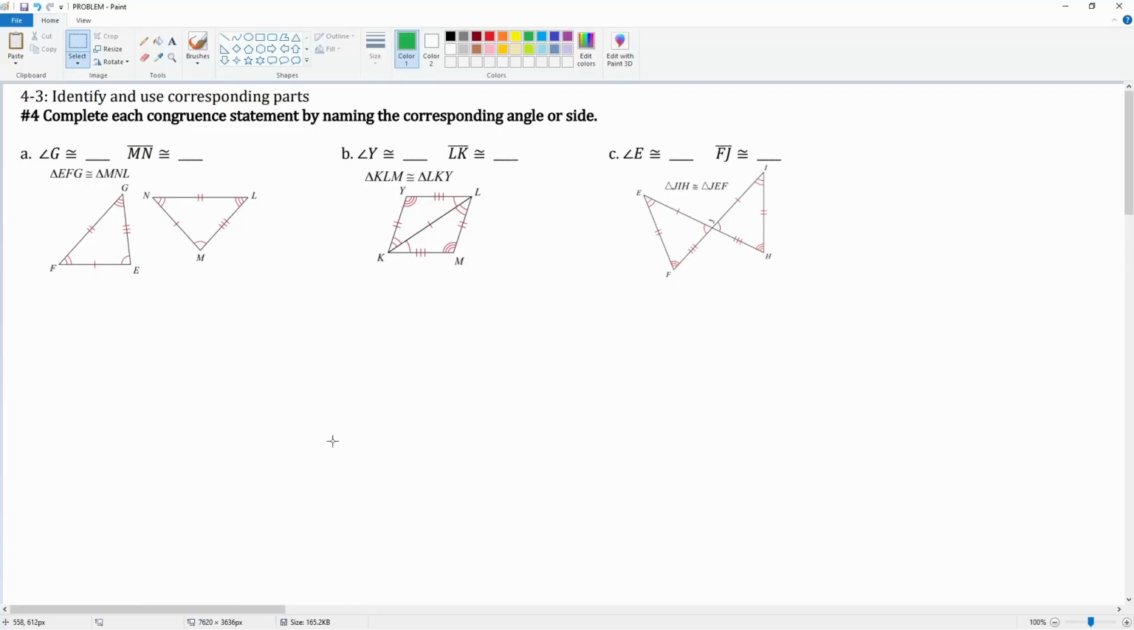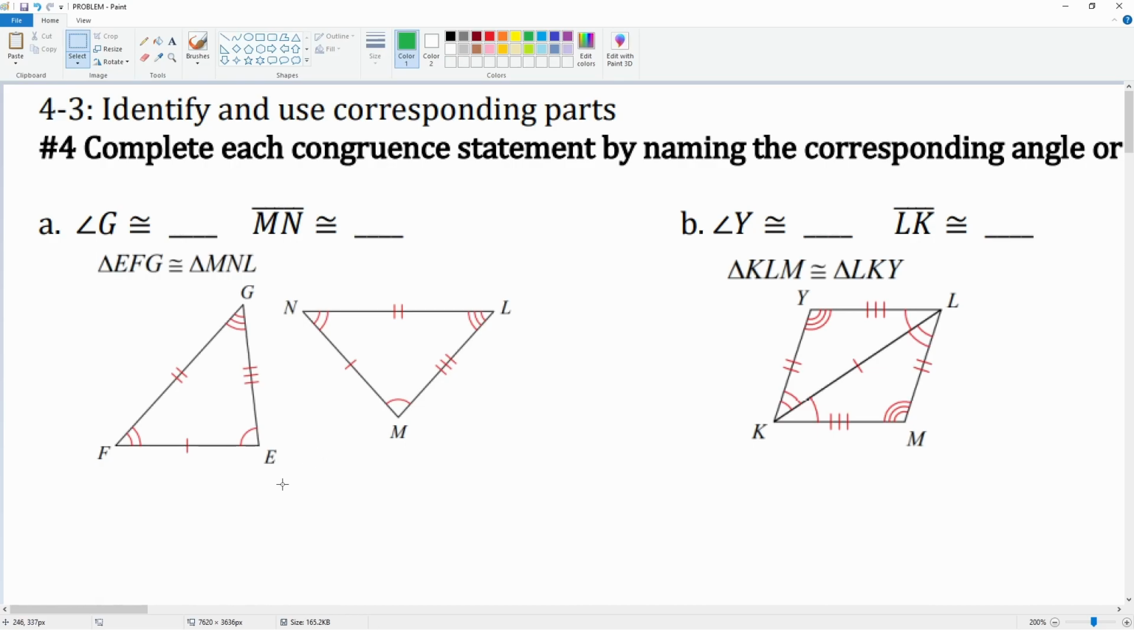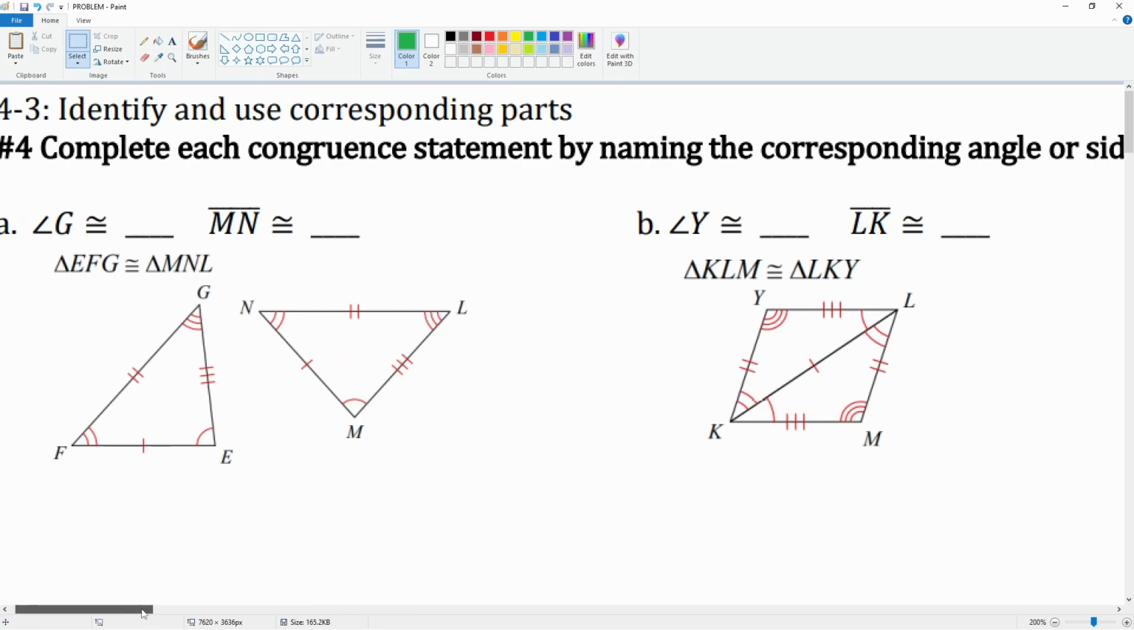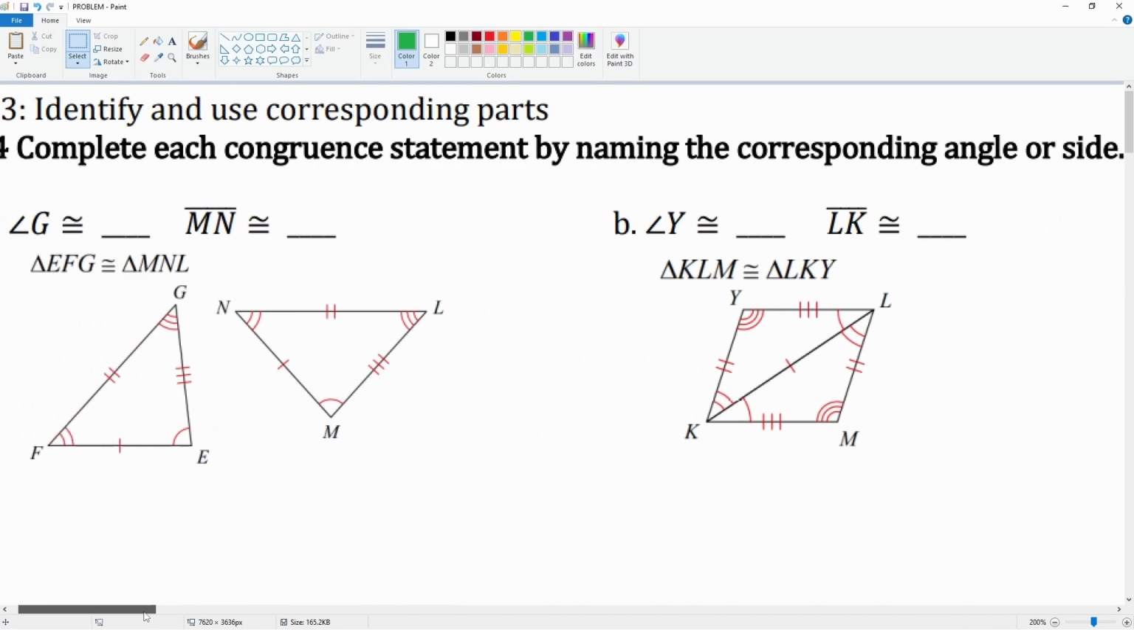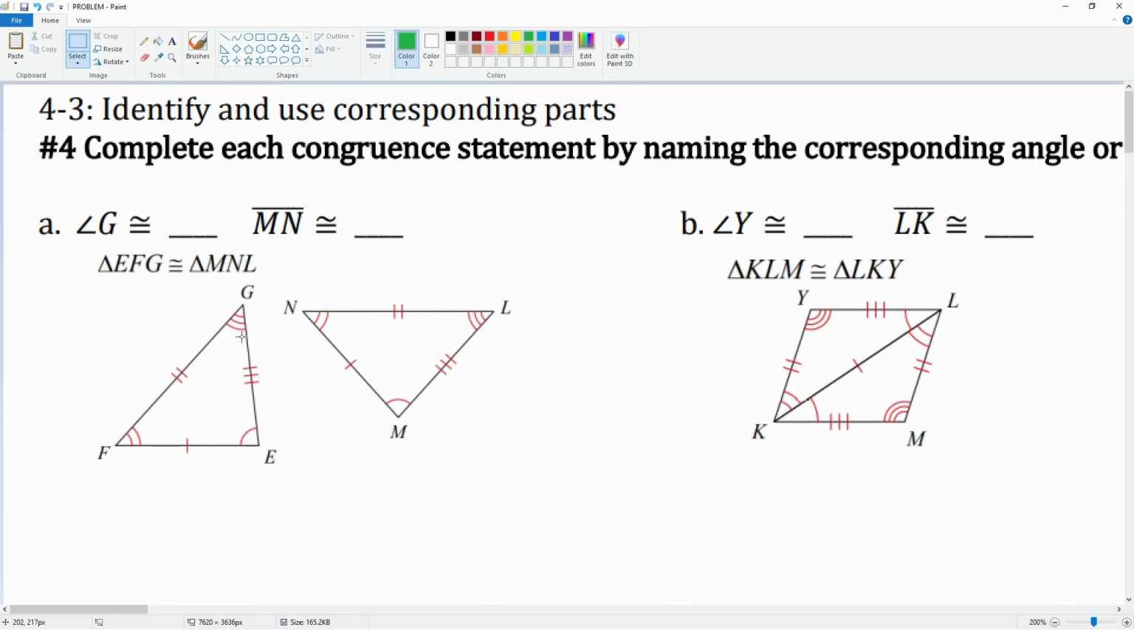This is section 4, number 4. You're going to identify and complete each congruency statement by naming the corresponding angles or sides. This is very easy because it gives us the image here. So it says angle G, which is right here, and you notice that it uses 3 marks. So we just have to look at the one here with also 3 marks. So angle G is congruent to angle L.